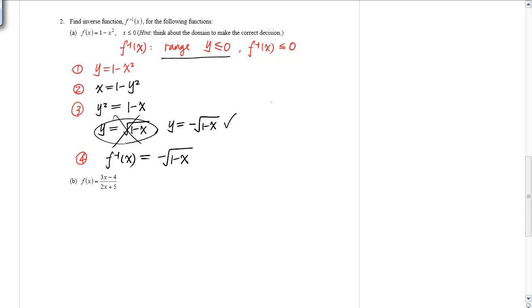The original function, 1 minus x squared, when you graph it, the graph should look something like this. However, you know that x has to be smaller or equal to 0. Therefore, it tells you that it doesn't have the right hand side. It only has the left half of this function.